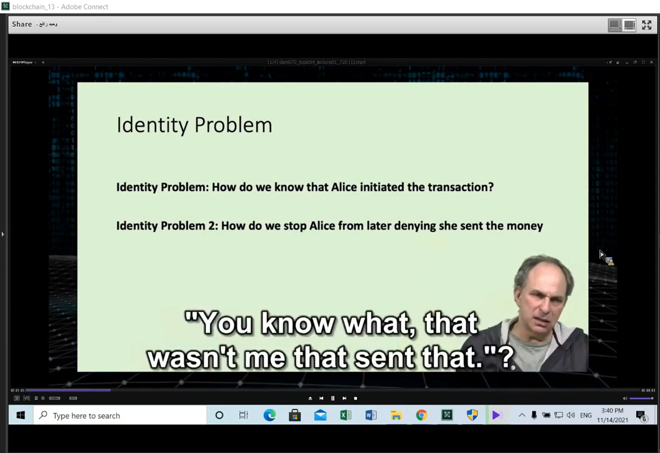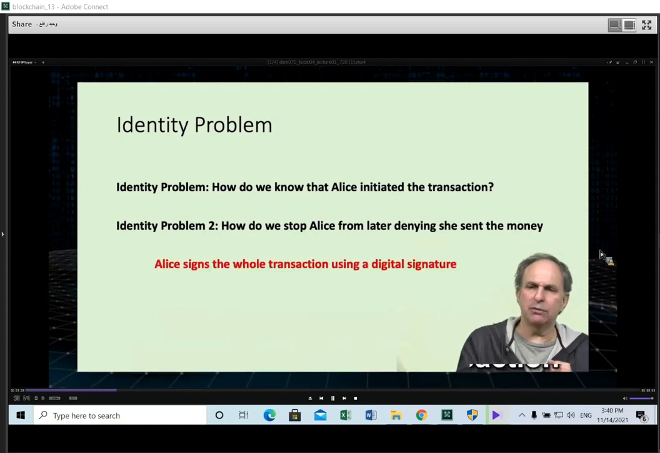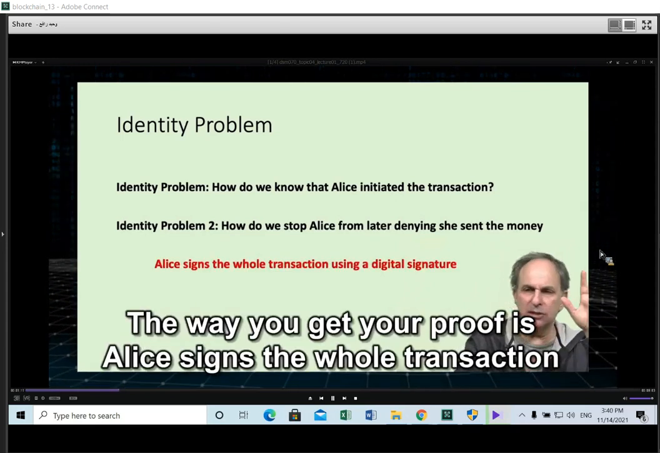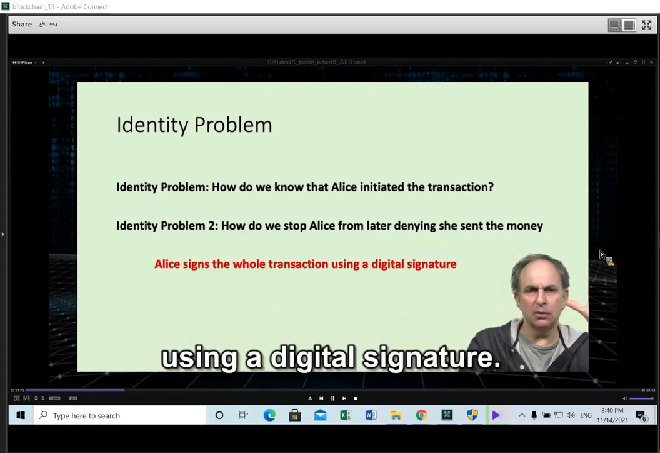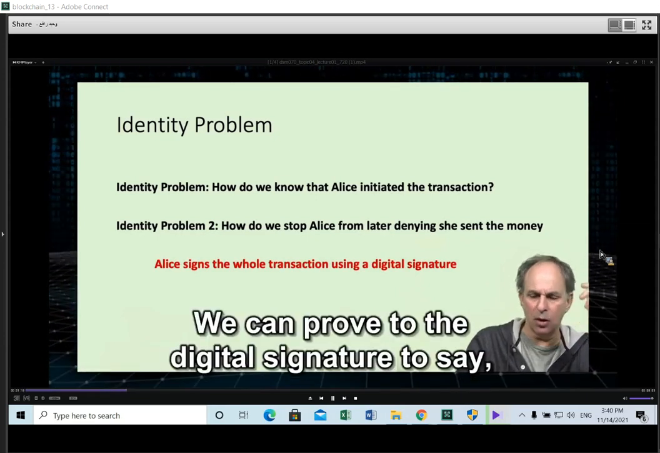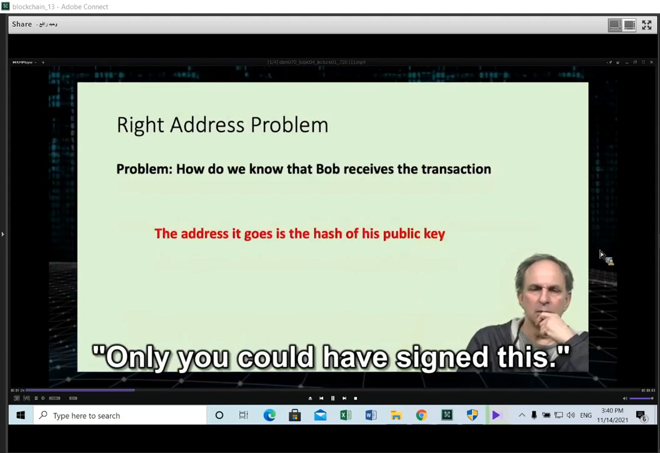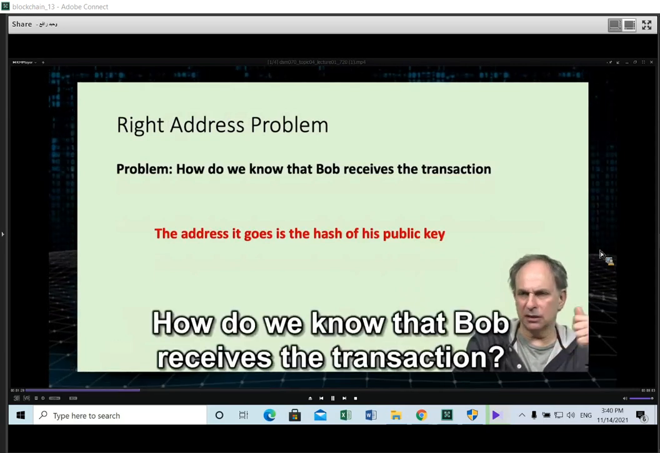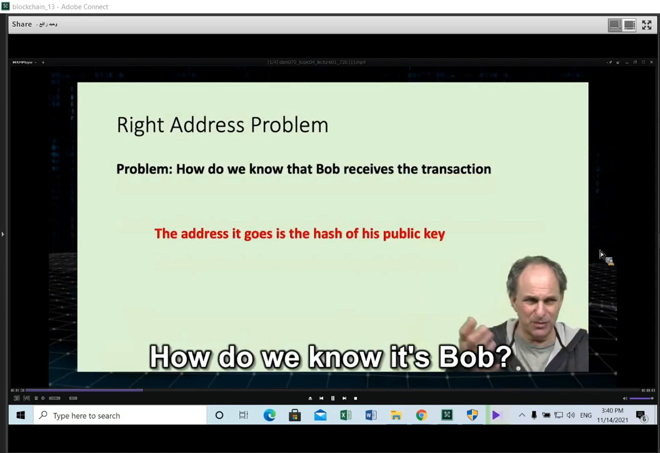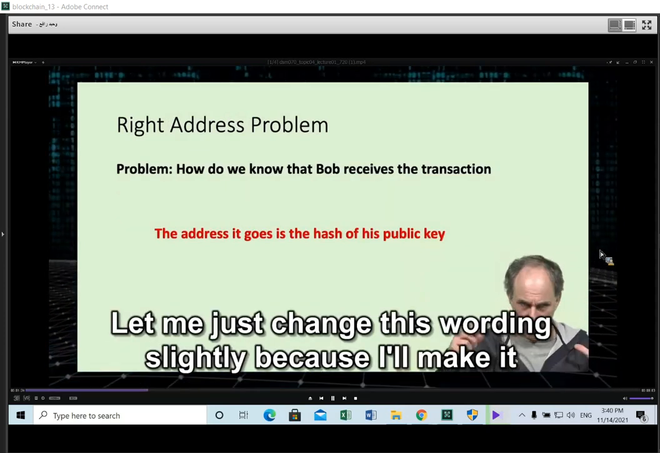Right, here's another problem. How do we know that Bob receives the transaction? How do we know it's Bob? So let me just change this wording slightly to make it more accurate, certainly from a Bitcoin point of view, which is somebody's going to later spend the money from that transaction. How do we make sure it's only Bob who can do it? And it comes from the fact that the address it goes to is the hash of his public key, and he just has to prove that that's the public key he's got the hash to.